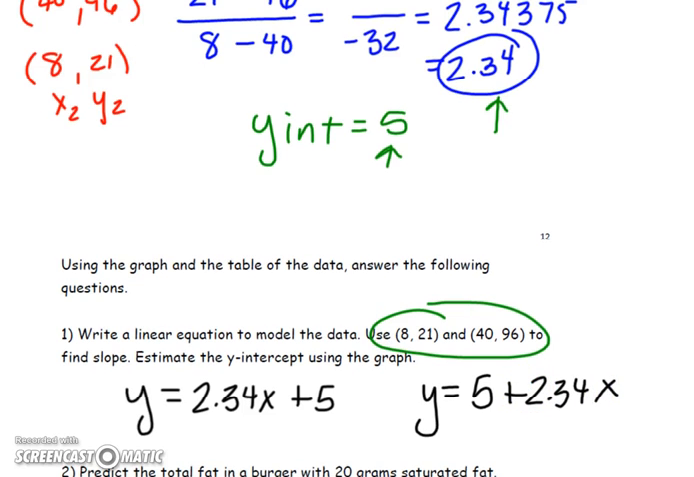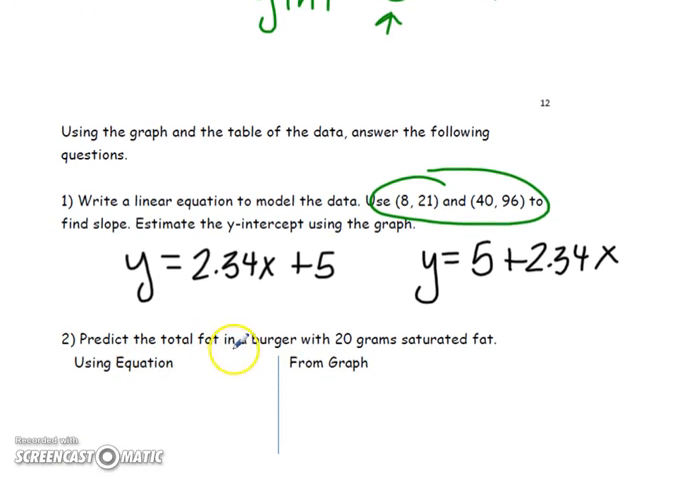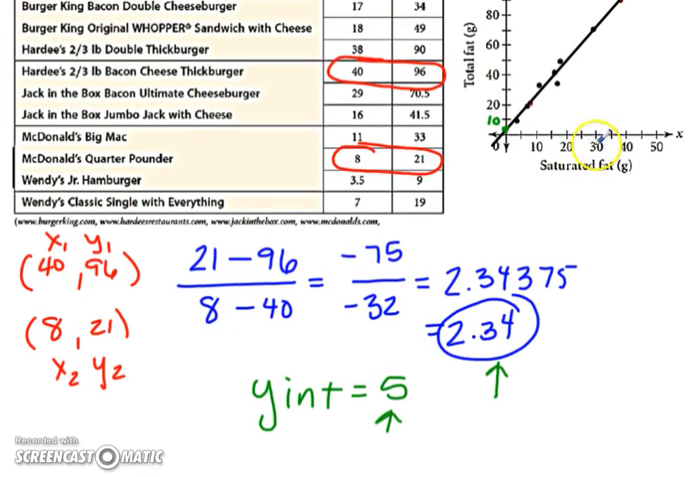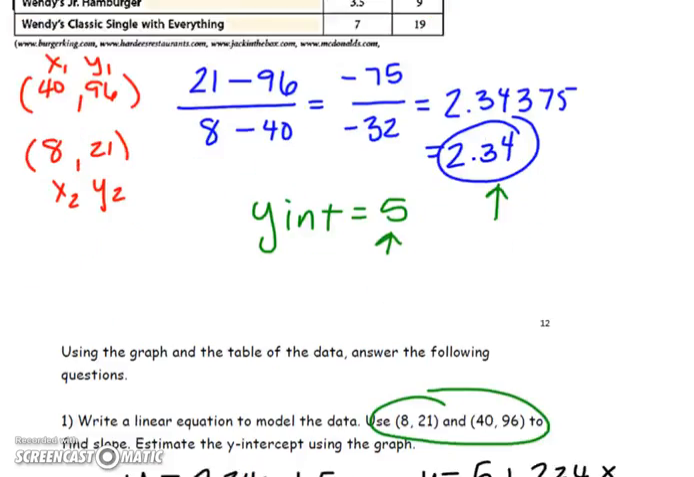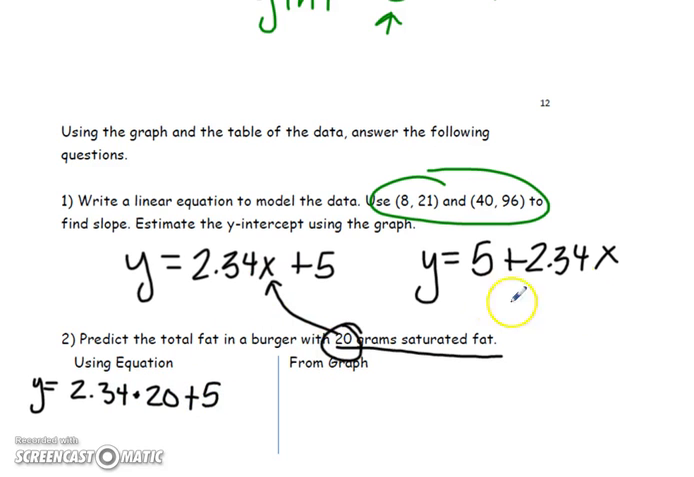So now at this point, I'm going to answer question 2, and it says, predict the total fat in a burger with 20 grams of saturated fat. Now if I look up here, the saturated fat was my x value. So I'm going to plug the number 20 into the x for my equation. So I'm going to have y equals 2.34 times 20 plus 5. Now I could have used the second equation as well. It'll come out to the same value.